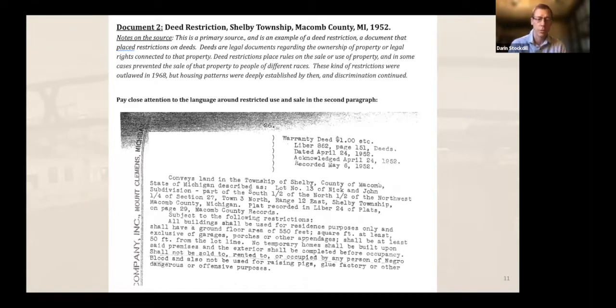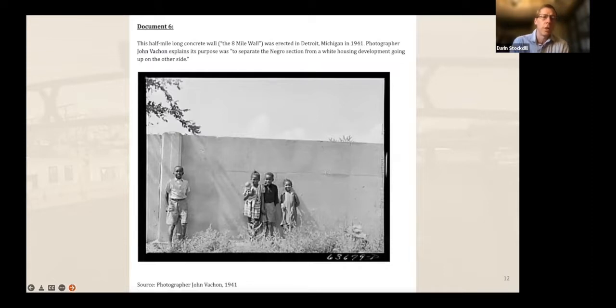So students are really shocked when they see that kind of language written into a deed restriction, but this was very common language. It would be illegal now, but in houses that haven't been sold sometimes for quite some time, that language is actually still in and has to be struck out. So they're looking at this document, they're corroborating across, there's image analysis. They look at the 8 Mile Wall, which is still standing, which was meant to separate, within the city, literally separating white and black neighborhoods with a wall. So students are going through this.